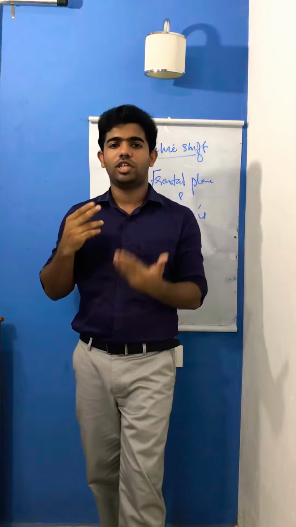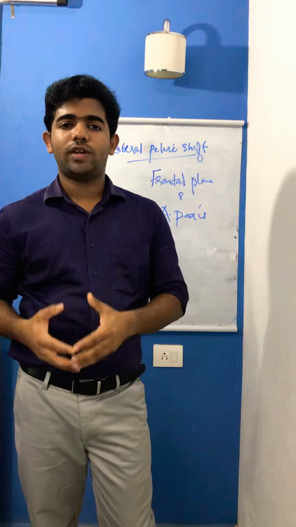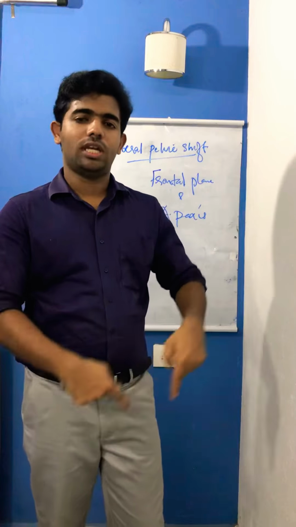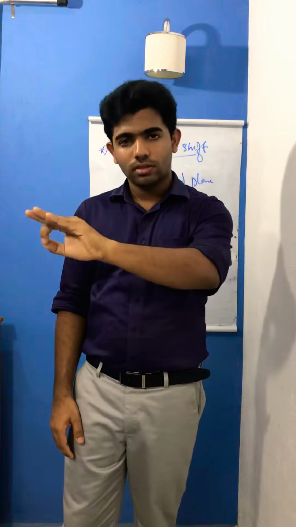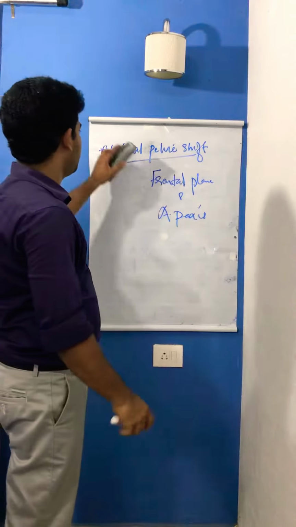So here is a scenario in front of you: a patient is standing in the lateral shift on his right leg. That means the weight bearing is on the right leg like this. Identify the motion in both the limbs. In the right leg it is adduction, in the left it is abduction. That is all about lateral pelvic shift. I hope it is clear for you all.